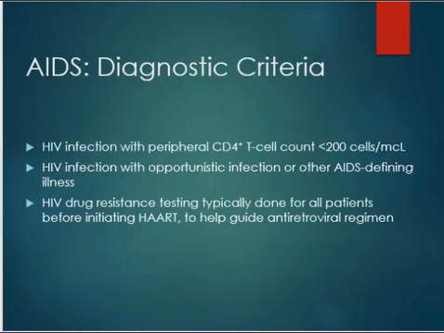For AIDS, the diagnostic criteria is HIV infection with peripheral CD4 T cells less than 200, or someone with HIV infection with opportunistic infections or other AIDS defining illnesses, and then HIV drug resistance testing is typically done for all patients before initiating therapy to guide their antiviral regimens.